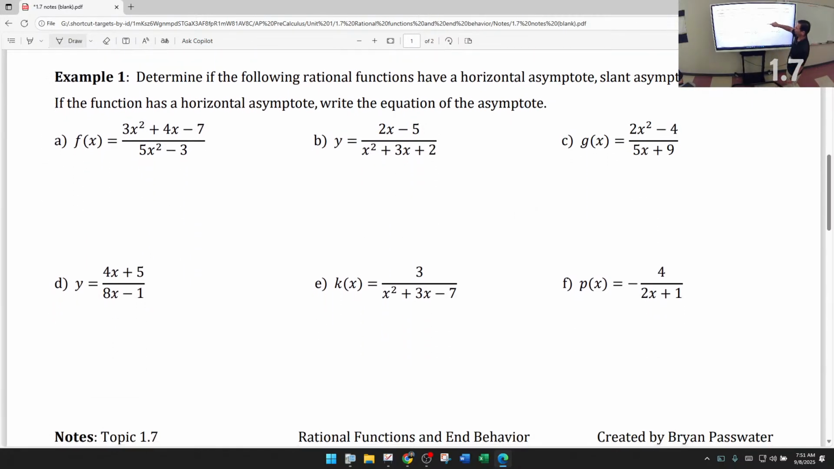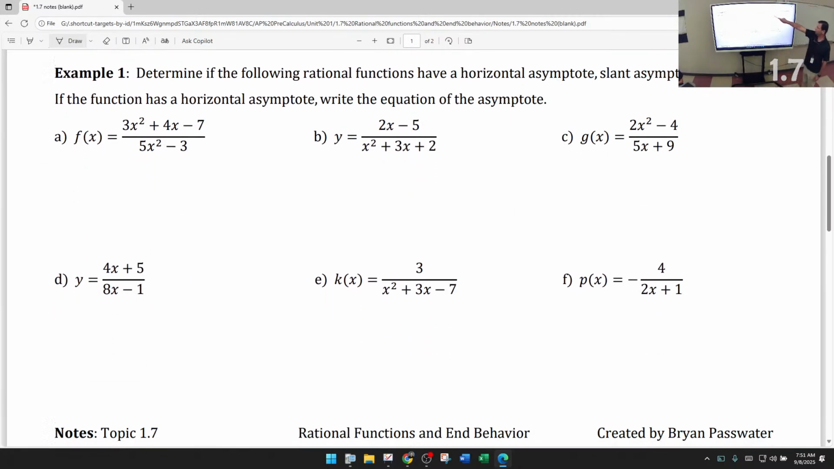Here we go. Example 1. Determine whether the following rational functions have a horizontal asymptote, slant asymptote, or neither. Good enough of what I'm saying, right? It has a horizontal, it has a slant, or it doesn't. So that's what they want you to know. If it has a horizontal, write the equation of the asymptote. So we don't even have to find it if it's an oblique, which is nice.